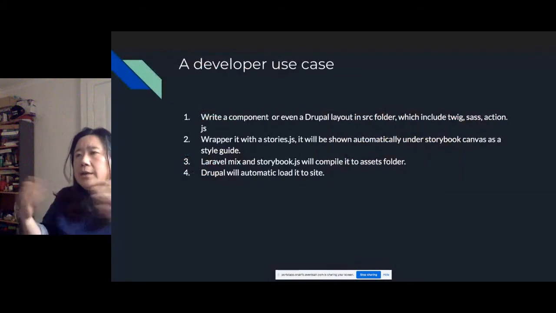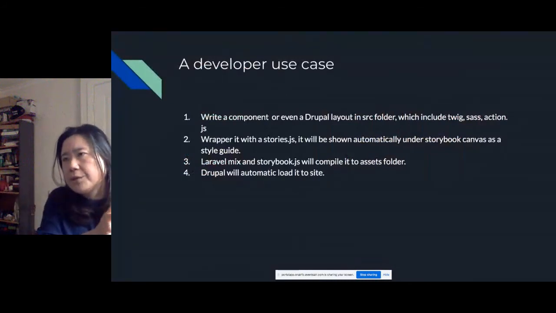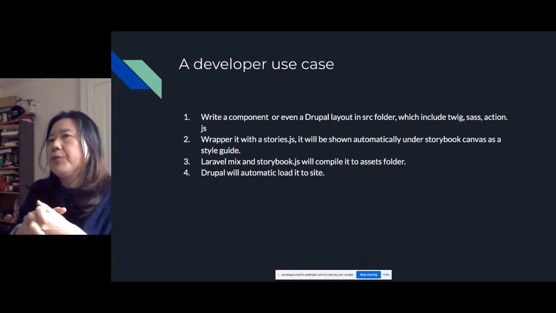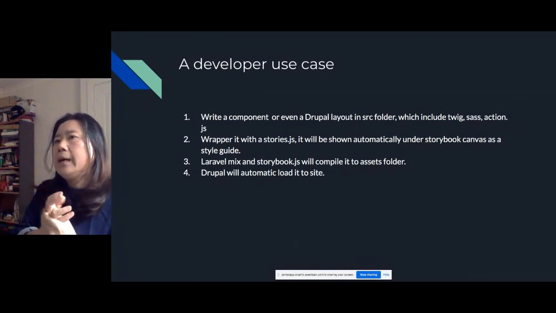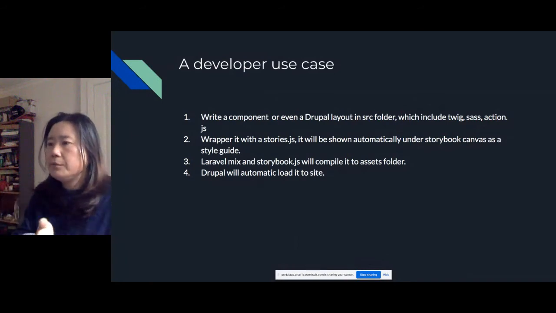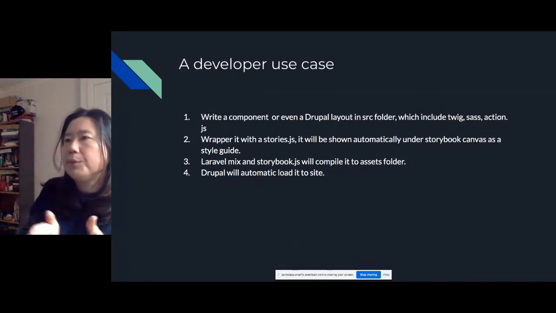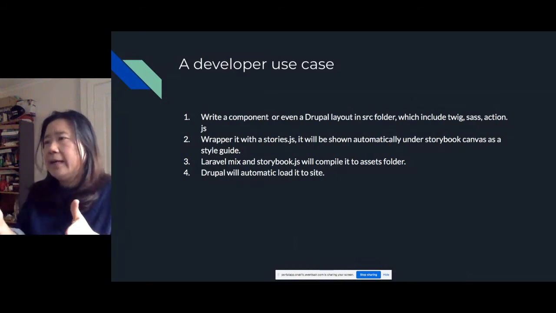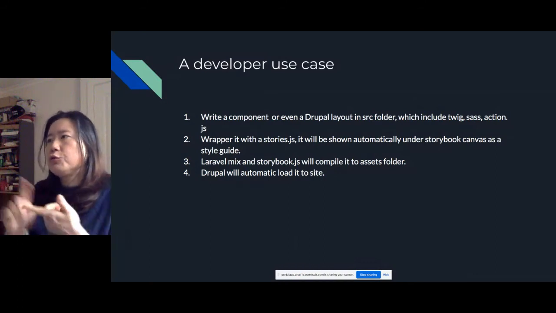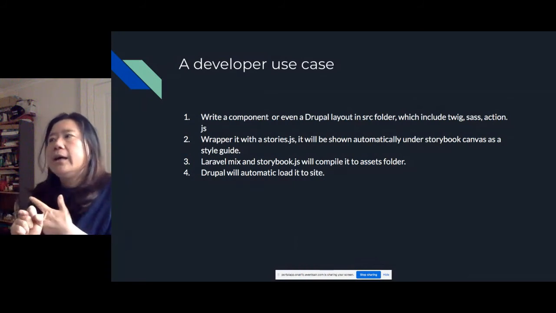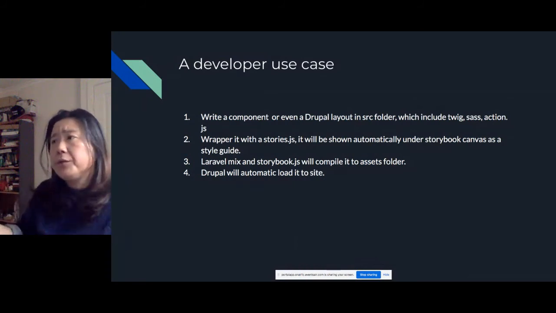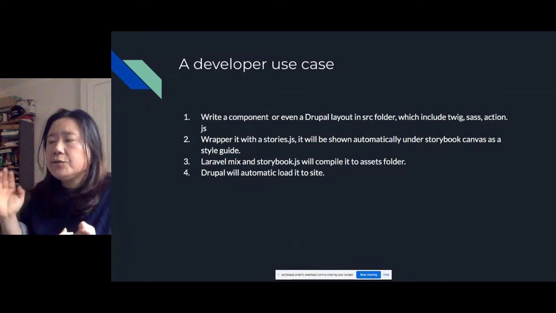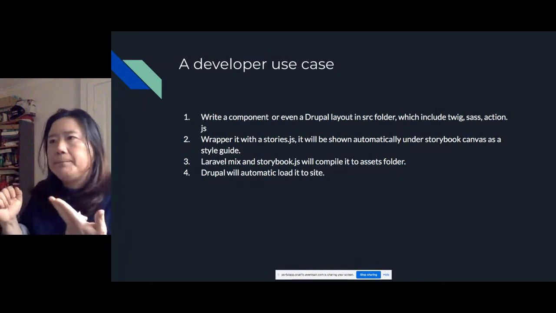So in the previous couple of slides, I just tried to show you exactly what's behind it. Now I'm coming back to the developer use case. The best practice is to write a component, even a Drupal layout, in the source folder, which includes Twig, Sass, Action JS, native JS, any JS you could write in there.